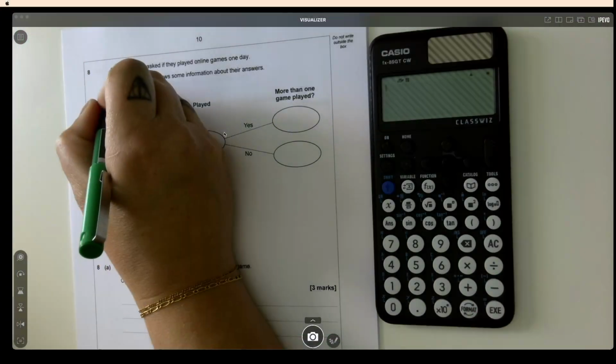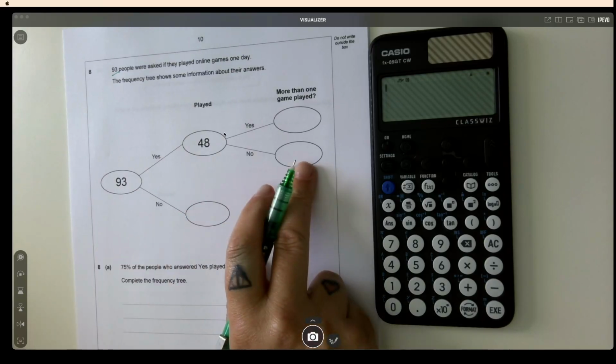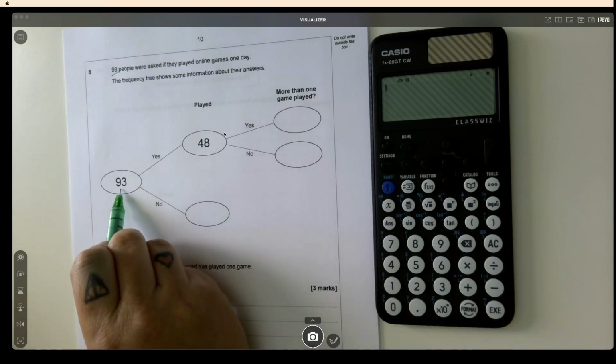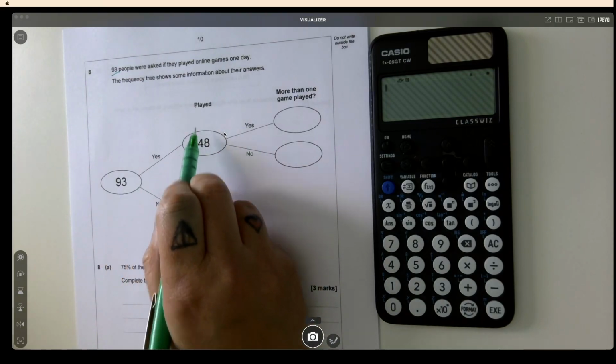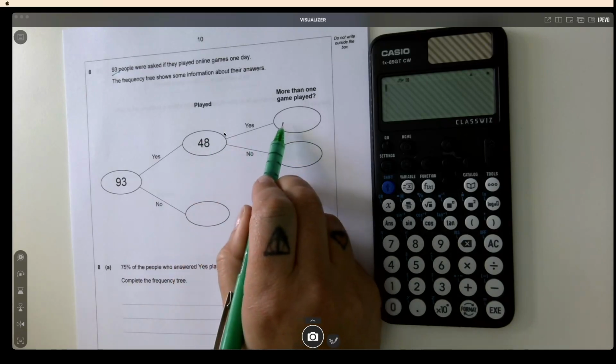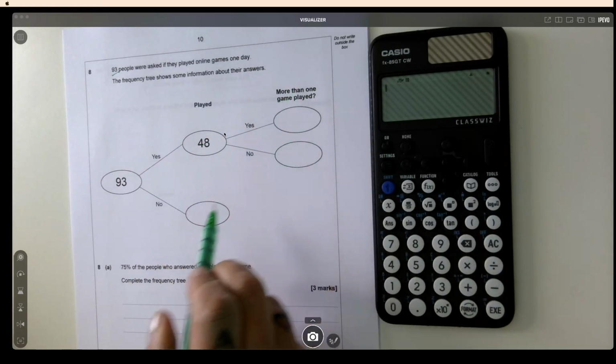Question 8. 93 people were asked if they played online games one day. The frequency tree shows some information about their answers. So this is our frequency tree. So we have a total of 93 people. 48 people said yes to playing a game. And then here we've got, following on from that, if they played more than one game or not.